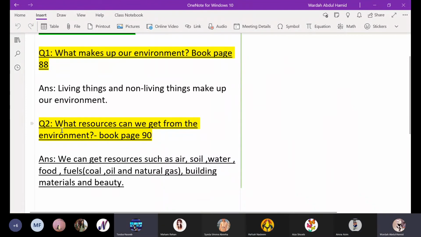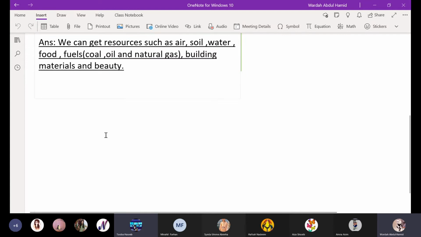Question 2. What resources can we get from the environment? Resources means the things that we use, such as air, soil, water, food, fuels, coal, oil, and natural gas, building materials, and beauty. Yes, Tuba, can you read the answer again one more time? We can get resources such as air, soil, water, food, fuels, coal, oil, and natural gases, building materials, and beauty. Yes.